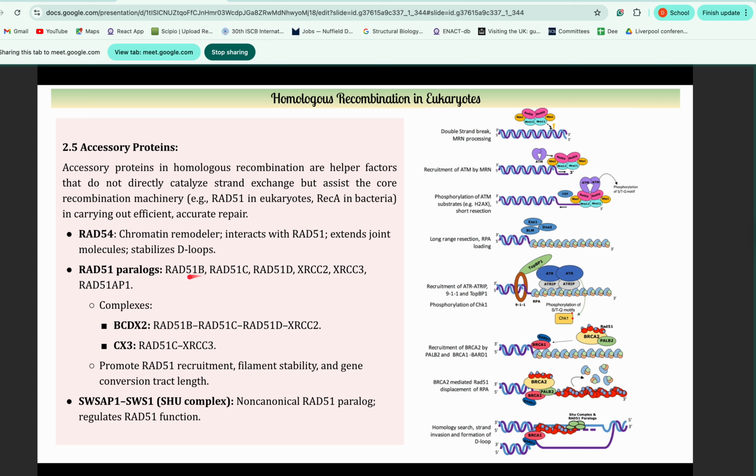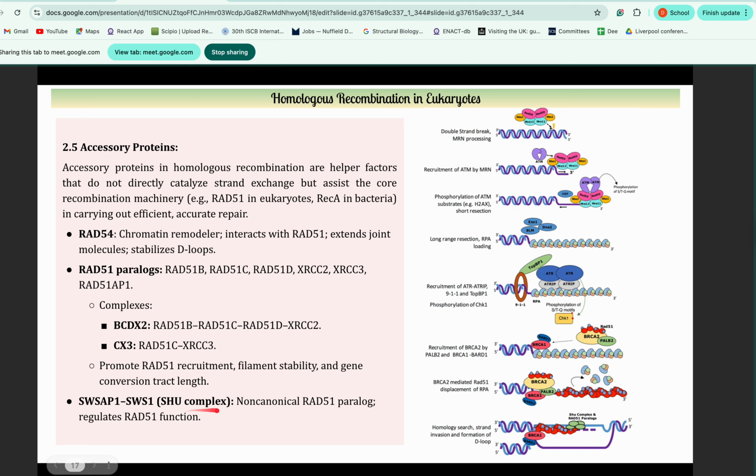So similarly, they are saying these are different paralogs which share sequence similarity with our RAD51 protein. And then complexes, so BCDX2, CX3. So there are different complexes which can take place, and they all promote RAD51 recruitment, filament stability, and gene conversion track length. So these are talked about in terms of eukaryotes, because in eukaryotes we have RAD51.